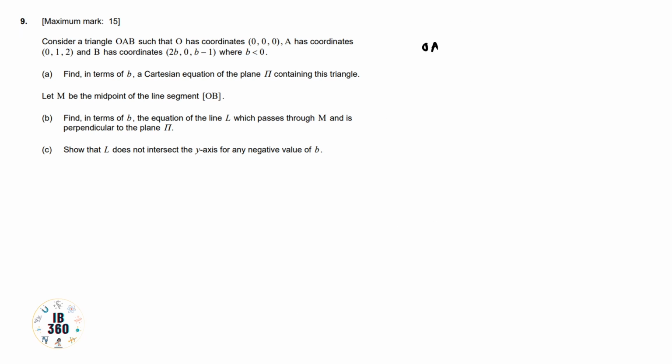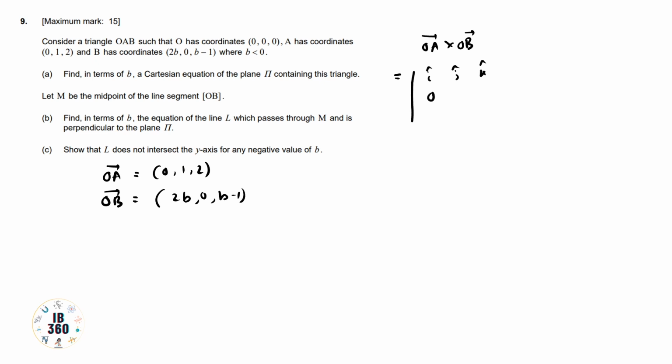So OA cross OB. To find the vector product we need multiplication with i, j and k. So here I am writing OA was 0, 1, 2, and OB was 2b, 0, b minus 1. We just need to put the values here: 0, 1, 2, and here 2b, 0, b minus 1. So now the normal determinant. I, j, k are the unit vectors: i represents the unit vector towards the x-axis, j towards the y-axis, and k towards the z-axis. Now, for i, in cross multiplication this row and this column including i will be excluded. So ultimately we need to determine this cofactor.